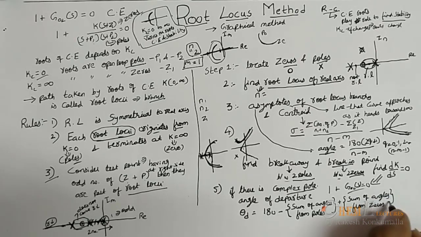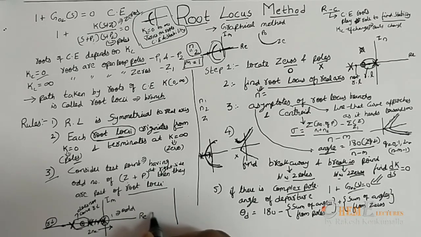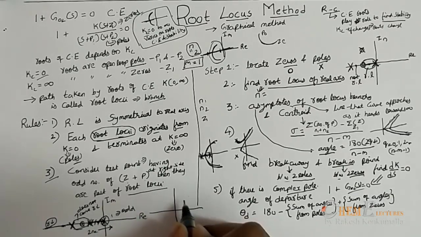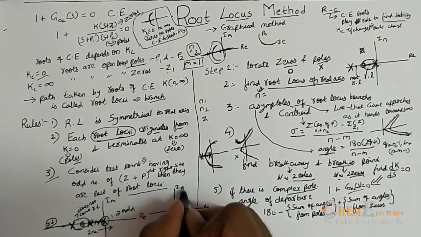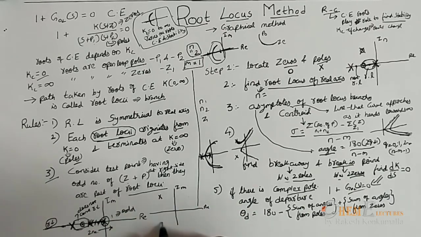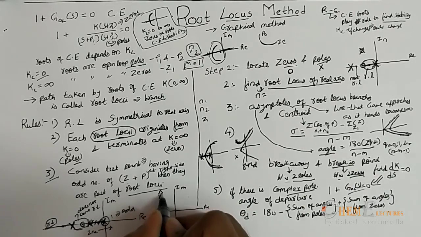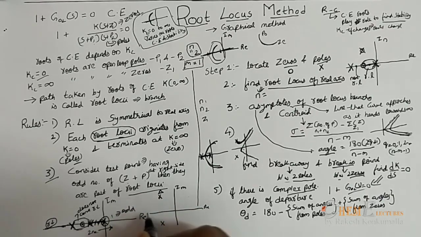So to explain it in a very simple manner, I will take a real axis and an imaginary axis. If I take this as my two complex poles, let me call this one A. To find the angle of departure for this point, let me take this as the other pole. Then I need to find the sum of angles from the poles.